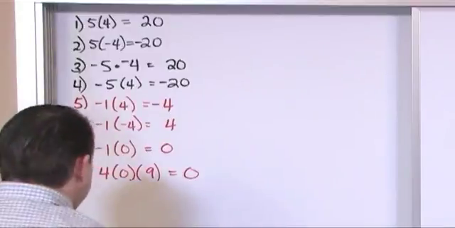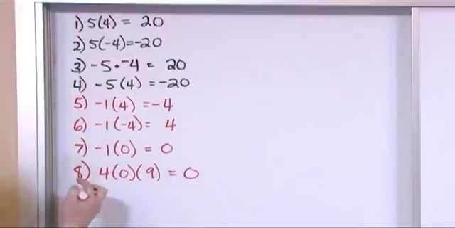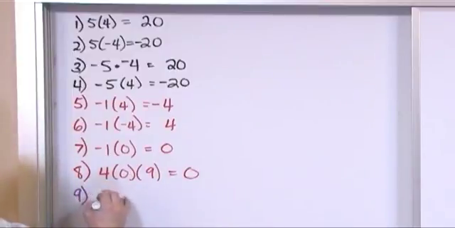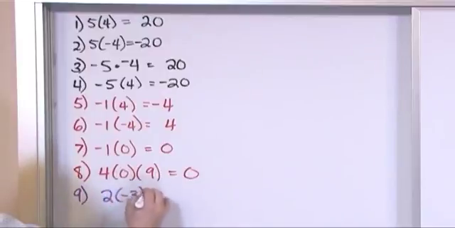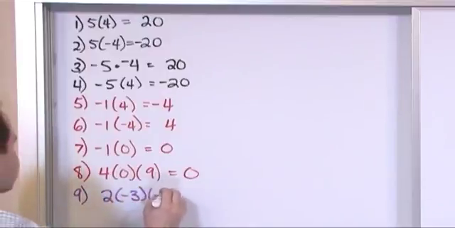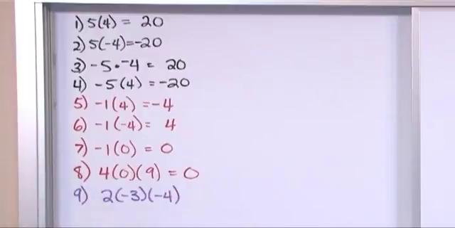Okay, now let's look at number 9. Let's say we have 2 times negative 3 times negative 4. Well, when you're doing these multiplications with more than one number, please do not try to do them in your head. So let's take it one step at a time.